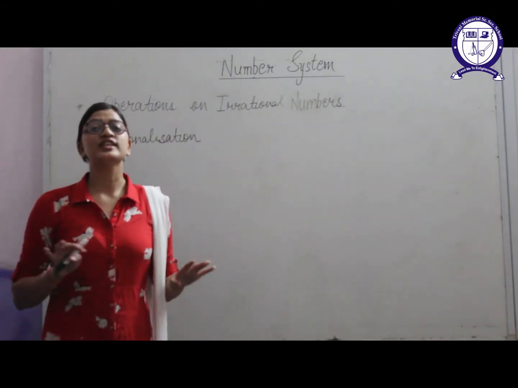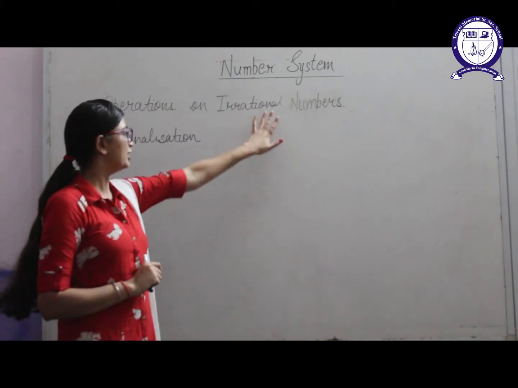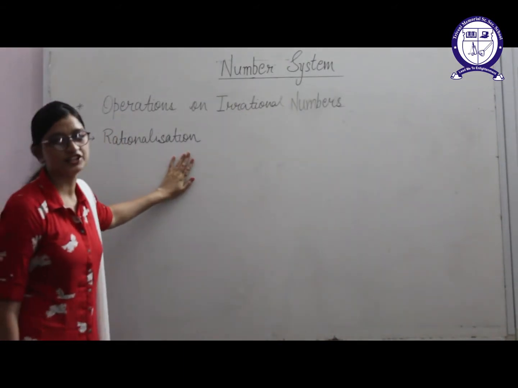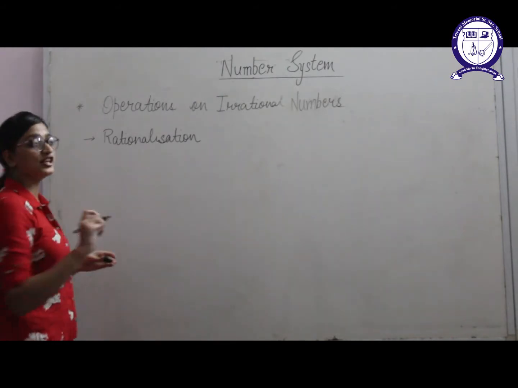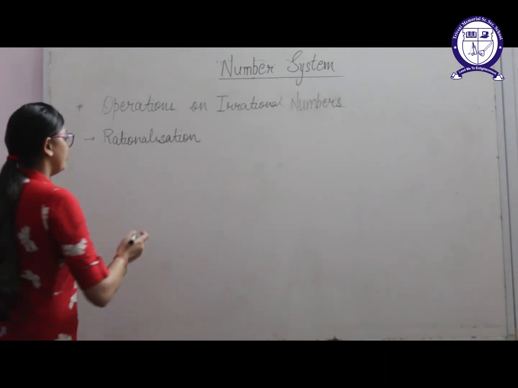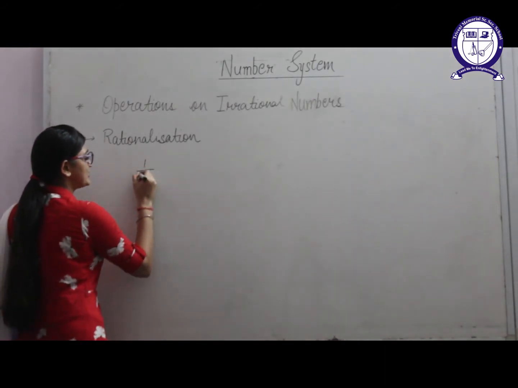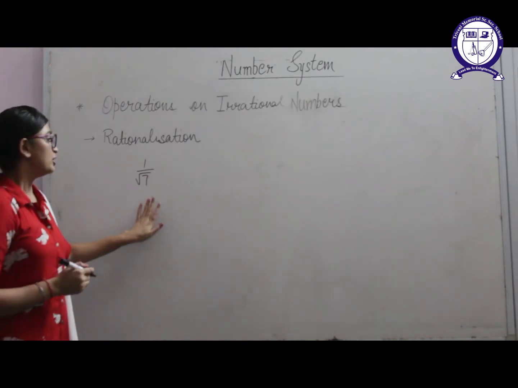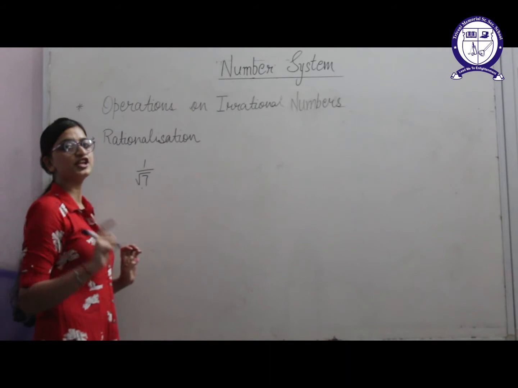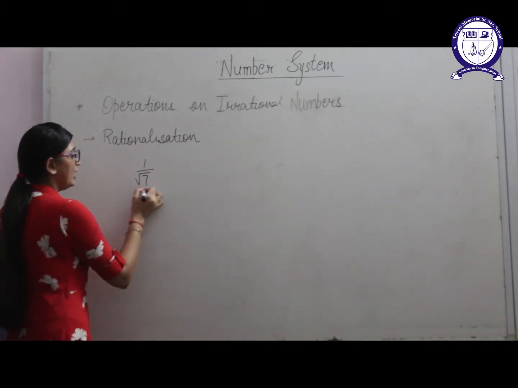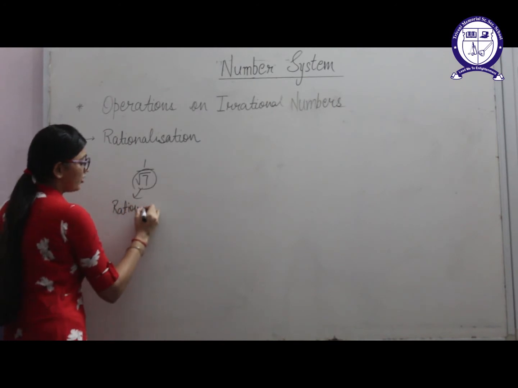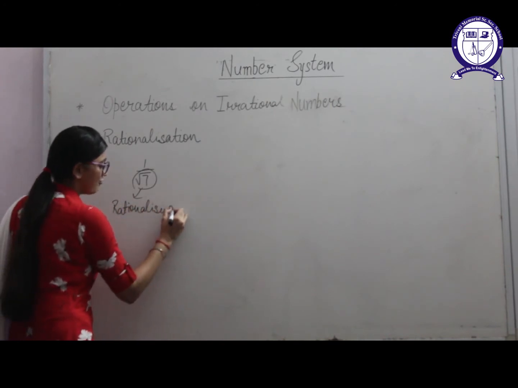But there is no such thing as dividing in irrational numbers. It will be given a name called rationalization. It's a new concept and there is no term as division of irrational numbers. Now for example, we have a number root 7 in the denominator. Whenever there is an irrational number in the denominator, it is called a rationalizing factor.